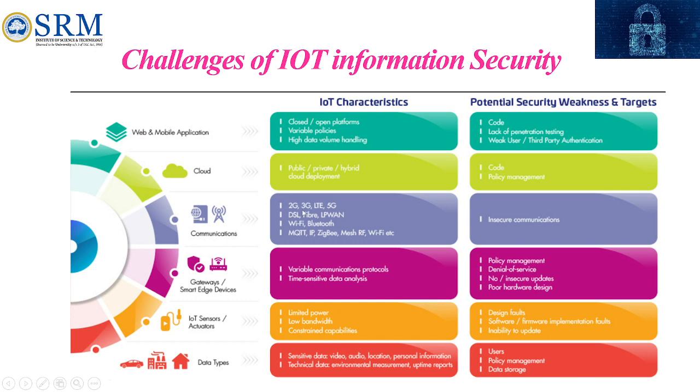So if communication takes place, there is what we can call insecure communication. That means the characteristics it displays over IoT are 2G, 3G, LTE, or 5G, Zigbee, mesh. These are all things we know. So in this, there are some security weaknesses and targets available that we can see here in insecure communications.